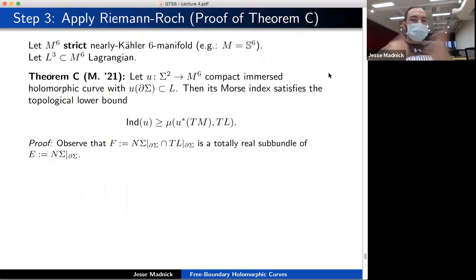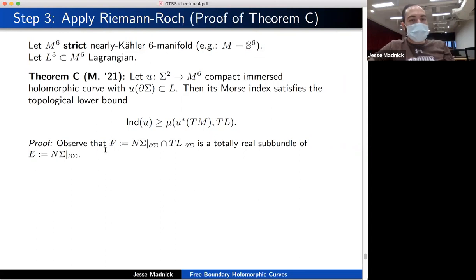So all that's left is to apply Riemann-Roch, and we're done. It's very short. So let's just prove theorem C. To apply the generalized Riemann-Roch, we need to say what our totally real subbundle F is. It's basically the subbundle which defines the condition of admissibility. So F is going to be the normal vectors along the boundary that lie tangent to L. That is a totally real subbundle of the normal bundle.